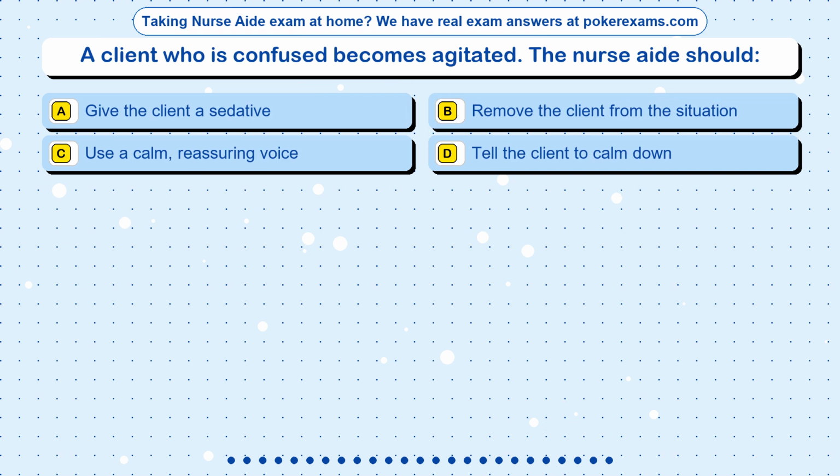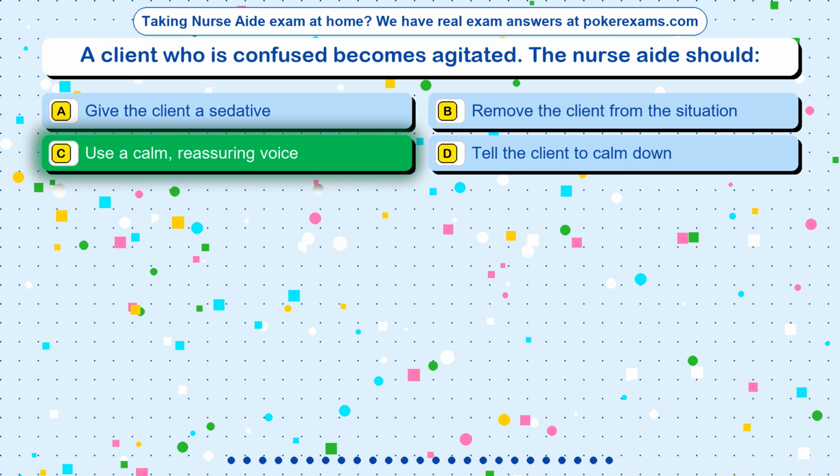Question 19. A client who is confused becomes agitated. The nurse aide should: Option A, give the client a sedative. Option B, remove the client from the situation. Option C, use a calm, reassuring voice. Option D, tell the client to calm down.